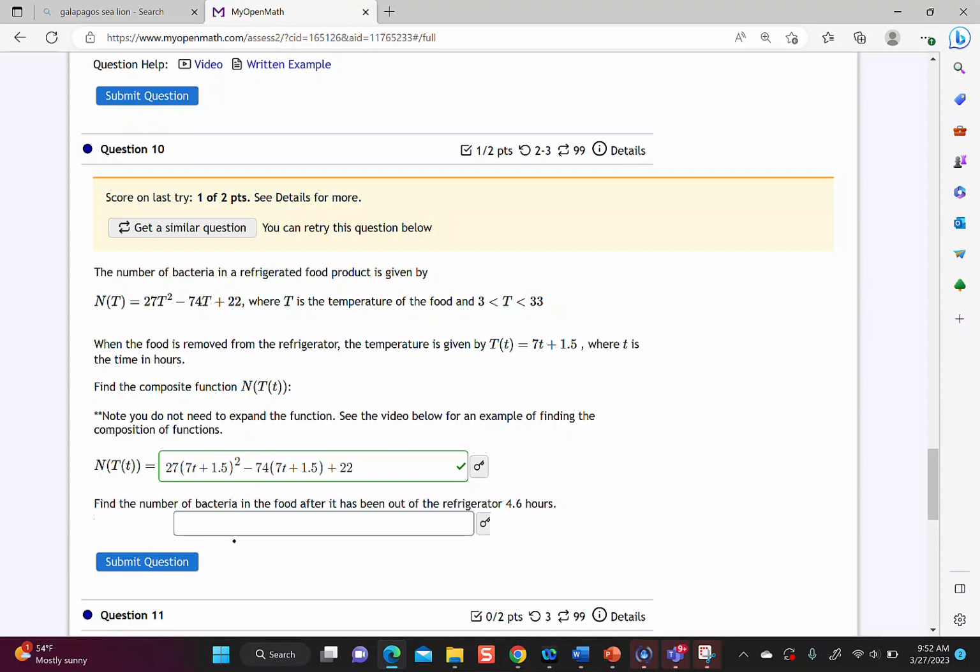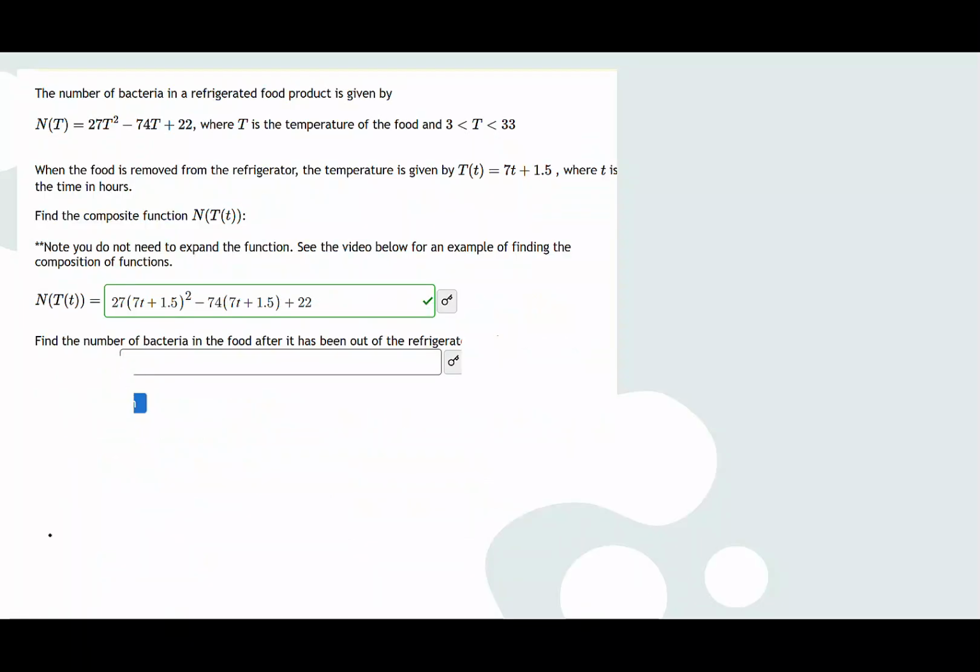Now let's move on to the second piece. The second piece says find the number of bacteria in the food after it's been out of the refrigerator for 4.6 hours. So we have two ways we can do this. We can take the 4.6 and plug it into the function that we just found, or we can plug the 4.6 into the original 7t plus 1.5, get a number, and then plug that into the other function. Since we've already done the composition, I'm going to use the function that we entered and put in 4.6.